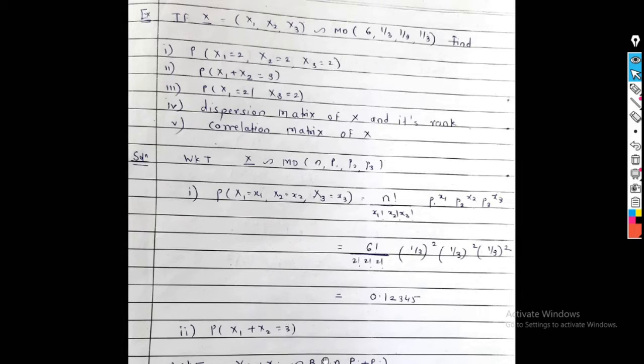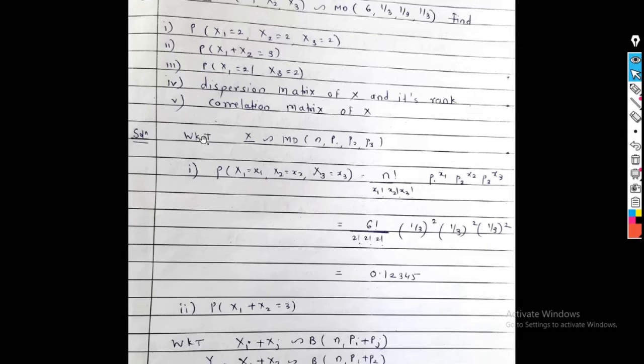Let us see the third example. The vector x, that is x1, x2, x3, follows a multinomial distribution with the given parameters: n is equal to 6, P1 is 1 by 3, P2 is 1 by 3, and P3 is also 1 by 3. Find these values: first, the probability of x1 equal to 2, x2 equal to 2, x3 equal to 2. Second, the probability of x1 plus x2 equal to 3. Third, the probability of x1 equal to 2 given x3 equal to 2. Fourth, the dispersion matrix of x and its rank. And fifth, the correlation matrix of x.